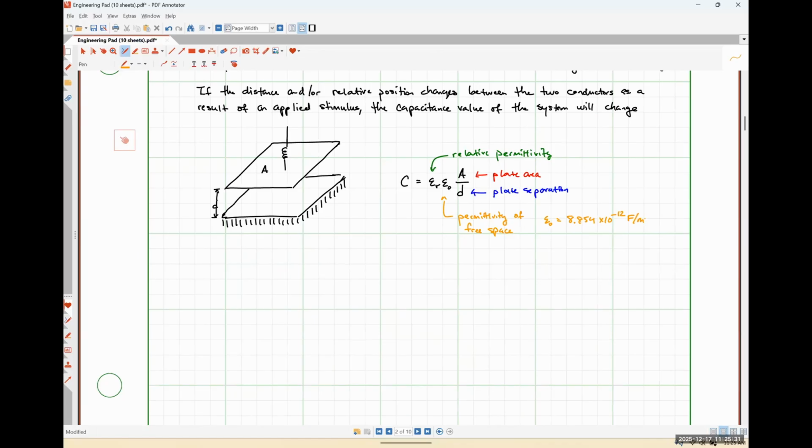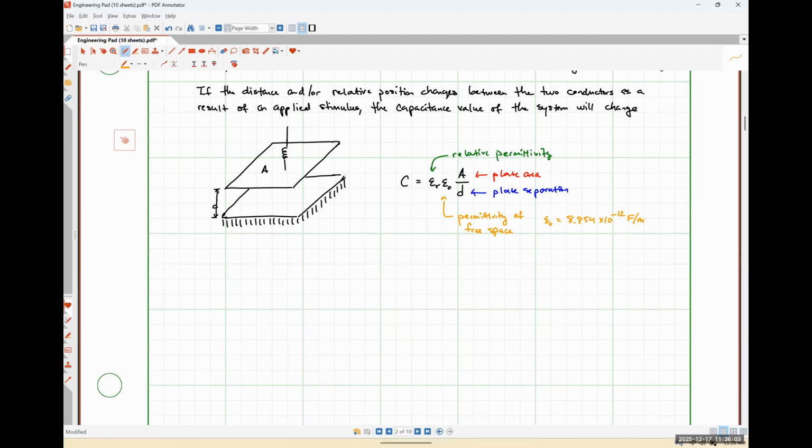If we look at this equation, there are three different possible ways that we could change the capacitance of a system. If we can somehow make the area of overlap between the plates change, that would be the rightmost term in the numerator there, then our capacitance will change. If we can make the distance between the plates change, the capacitance will change. Or if we could make the relative permittivity of the medium between the plates change, that will also make the capacitance change, okay?